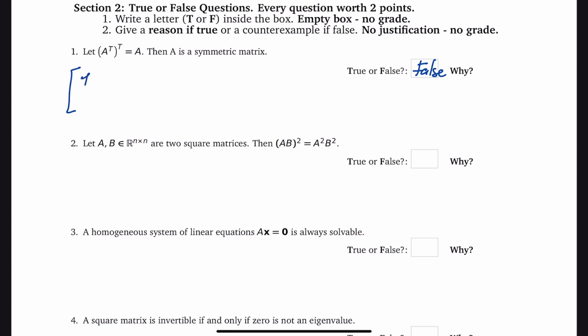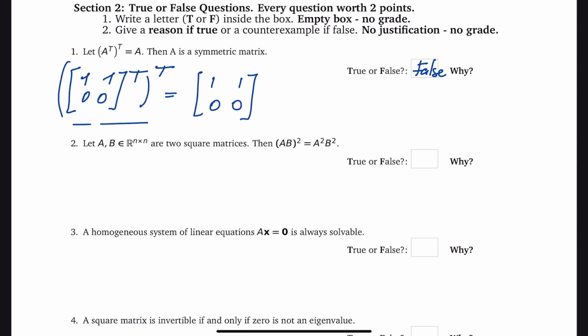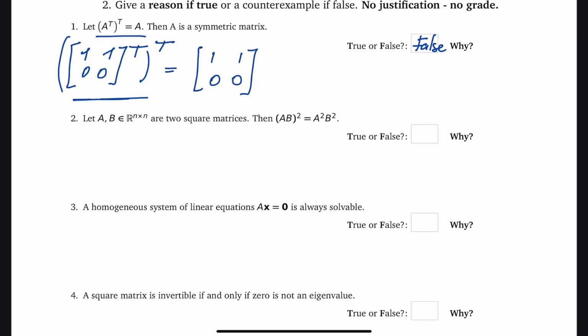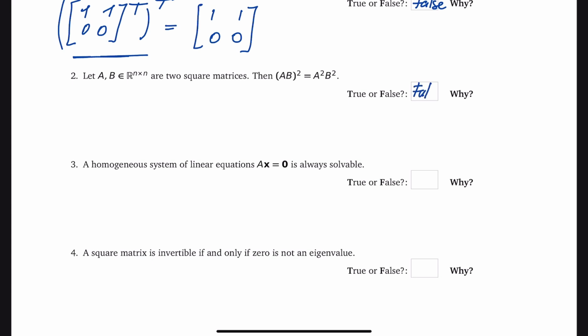So for example, let's take 1, 1, 0, 0. That's obviously not a symmetric matrix, right? If you transpose this and then transpose this again, we obviously are going to get 1, 1, 0, 0, right? So the fact that this works doesn't mean that the matrix is symmetric. Any matrix will work for that. The second statement is also false, because we know that (AB) squared is equal to AB times AB, right? Which is not A squared times B squared.